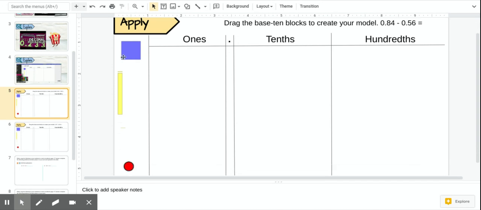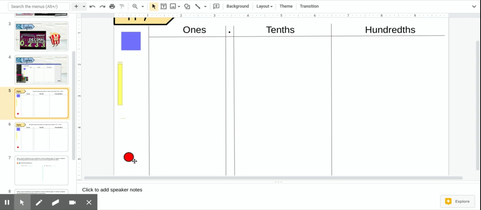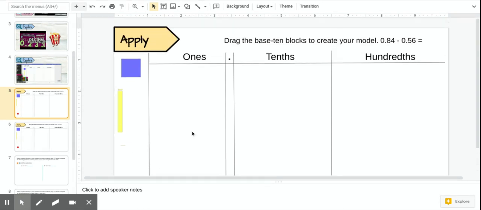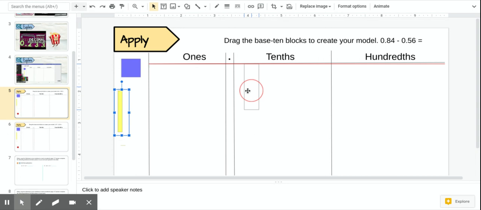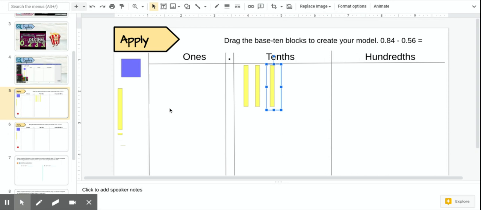Today's lesson is going to be a little bit different from yesterday with adding. I'm going to start off by using the same format we used yesterday, which is we're going to use these base 10 blocks on the side to model our numbers, and then we're going to perform the operation. The first thing that's different is that when we subtract, we only need to model the first number. So the first number we're going to model is 84 hundredths.